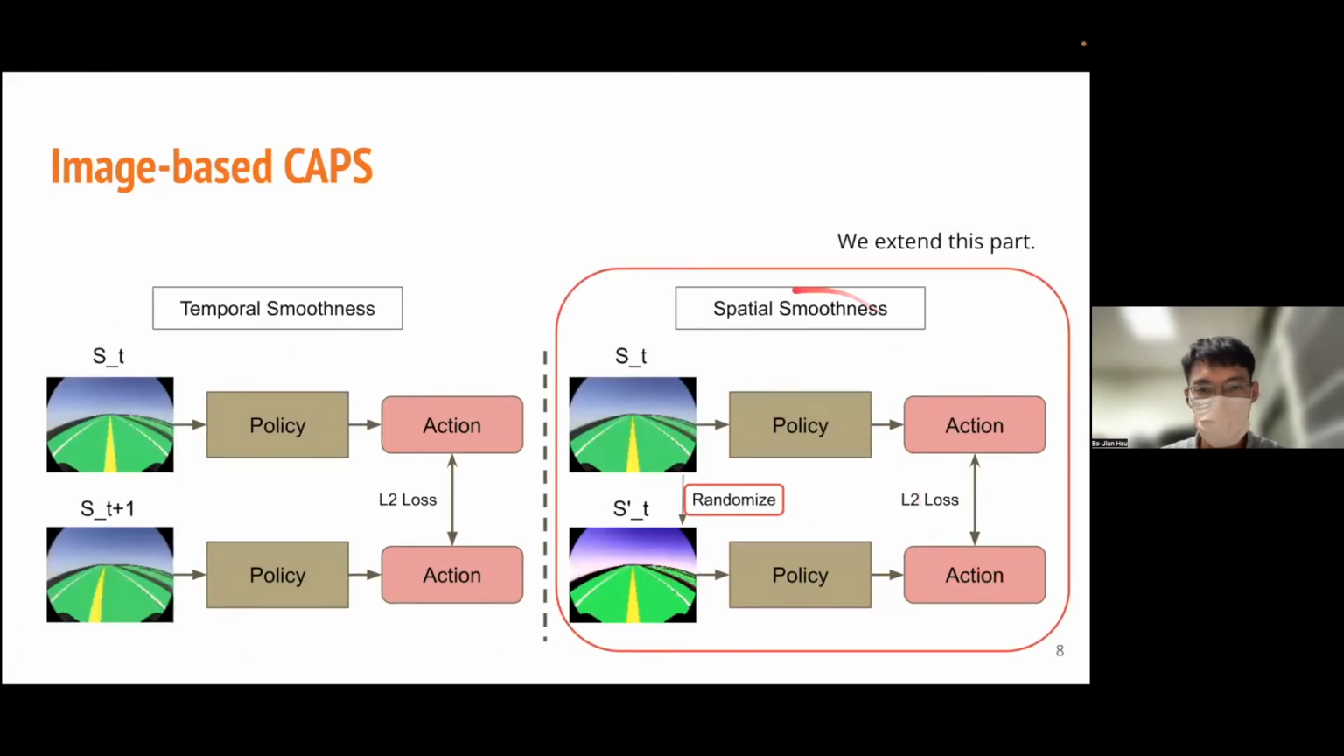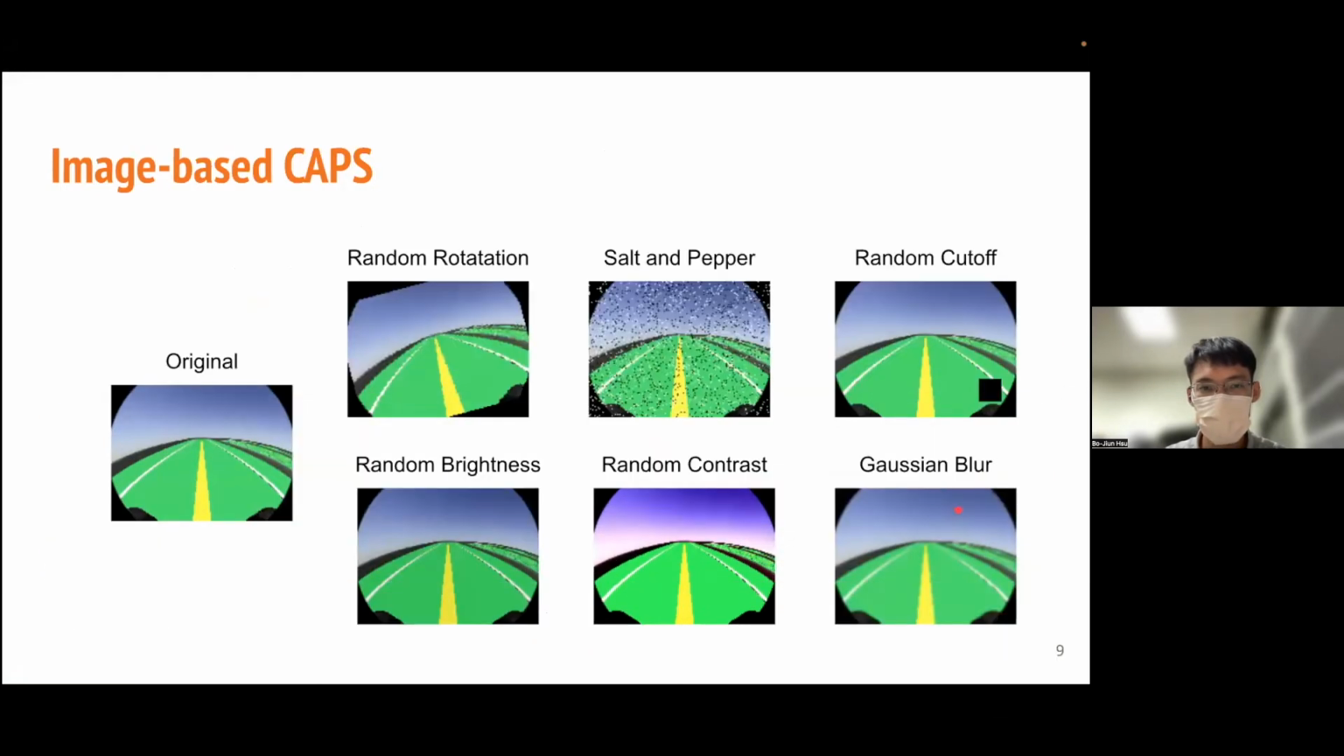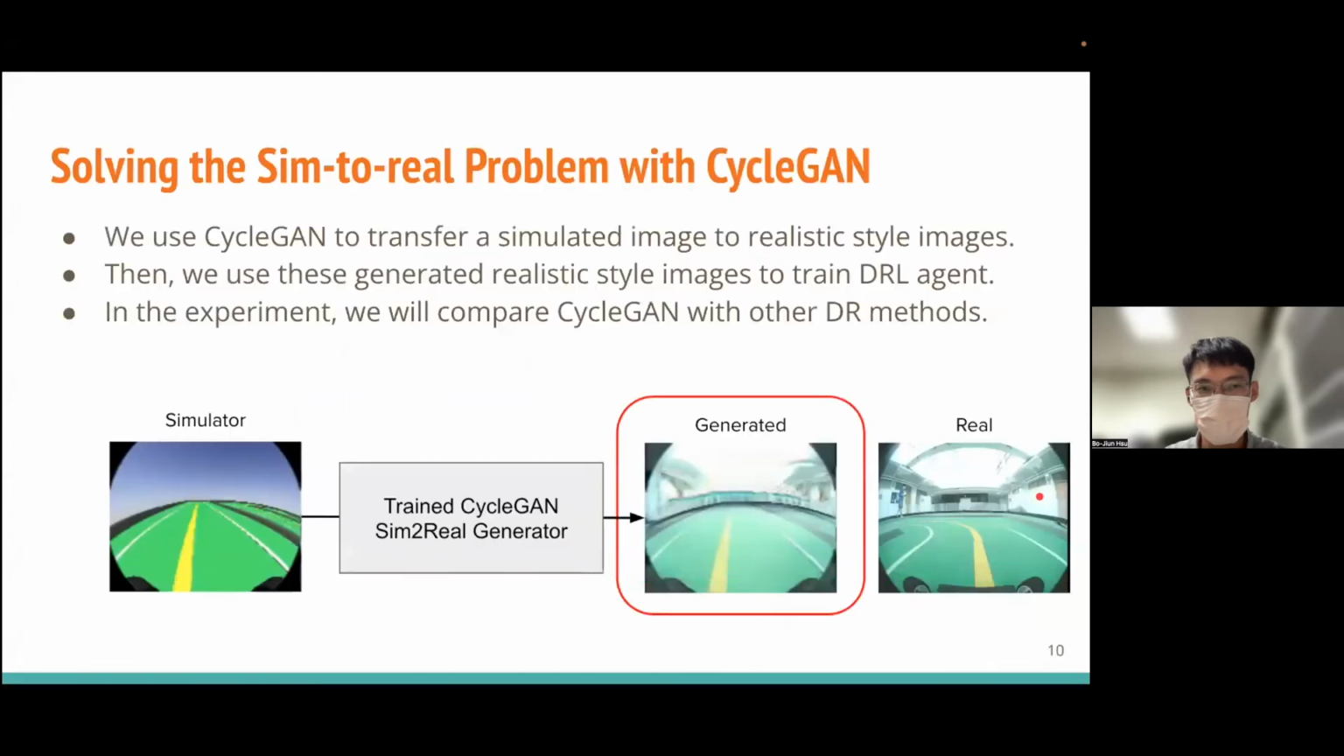We extend CAPS to image-based CAPS with visual input. We use image-specific randomization instead of just using Gaussian noise, and implement six domain randomization methods to generate similar states. In this work, we implement CycleGAN for sim-to-real transfer, and in our experiments, we will compare CycleGAN with other domain randomization methods. We can see that after the conversion of CycleGAN, the generated image is closer to the real-world image.